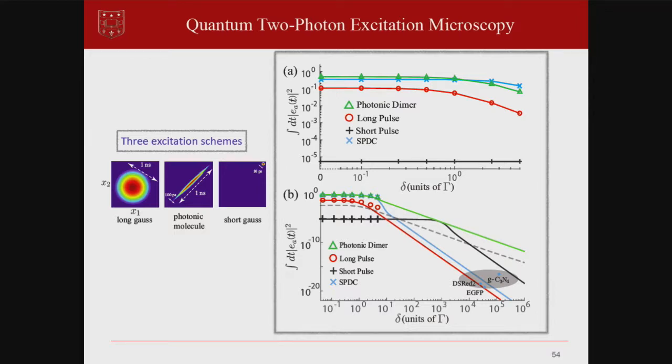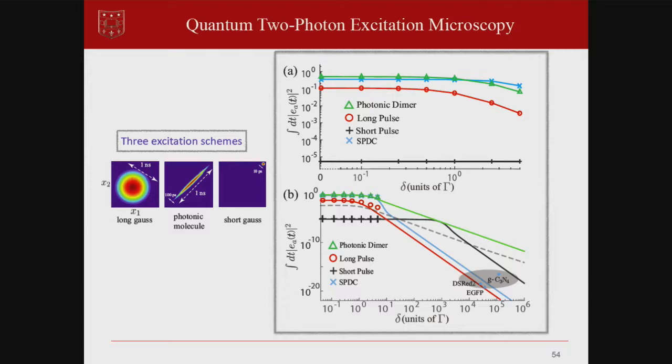So here is a comparison of different excitation schemes. For example, here shows a temporally long pulse, and this is compared with the short pulse, and also compared with the photonic dimer excitation. And here is the position of the intermediate state. What interests us is around here, okay?